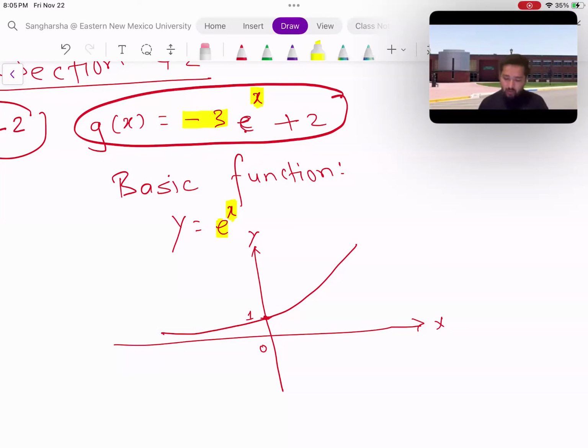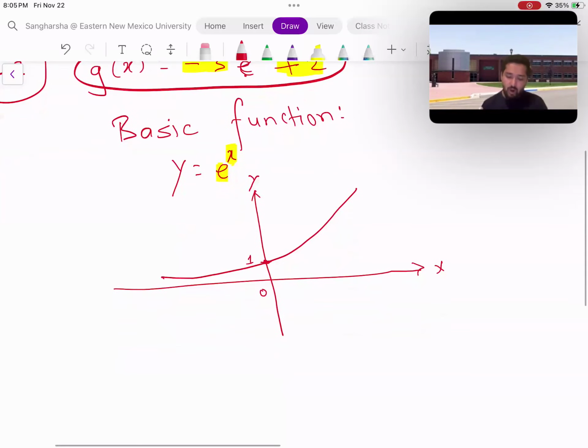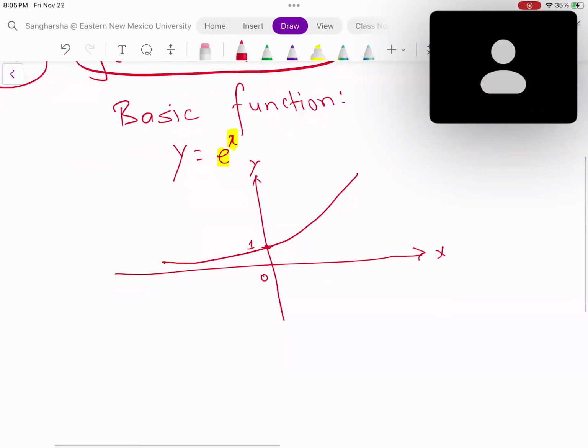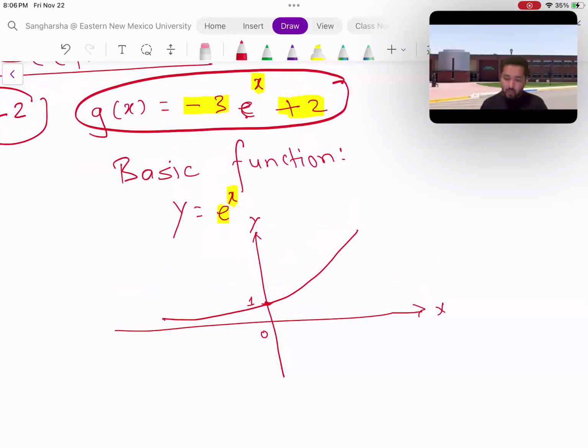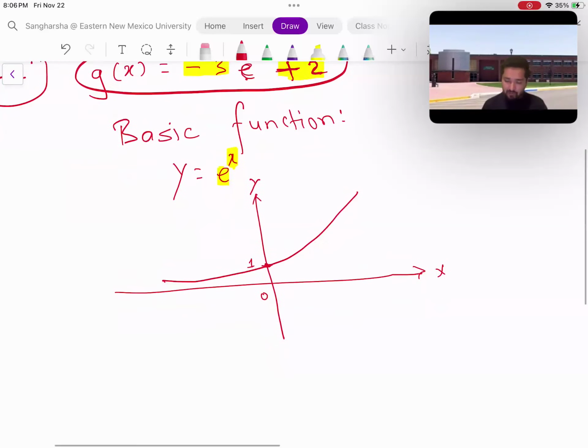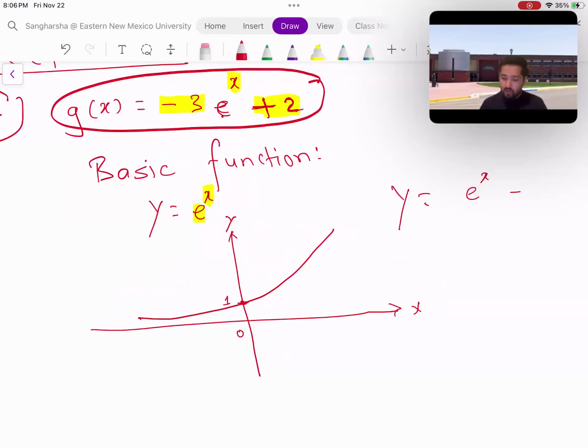Next we have plus 2 here. Now, how do we get positive 2 in this basic function? What do we have to do? Move the graph up 2. Yes, so we move our graph by 2 units. If we add any number to a basic function, y equals e to the power x, and we add a 2, we shift our function vertically up by 2 units.